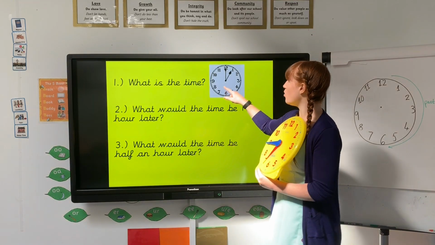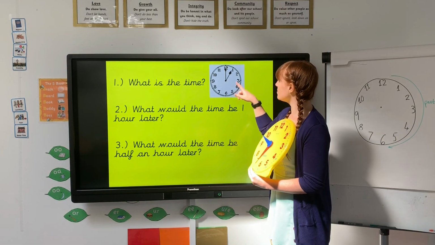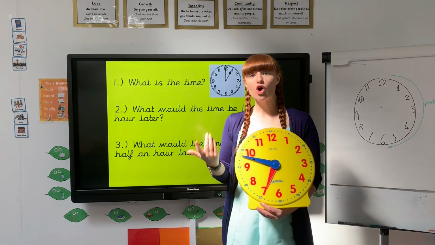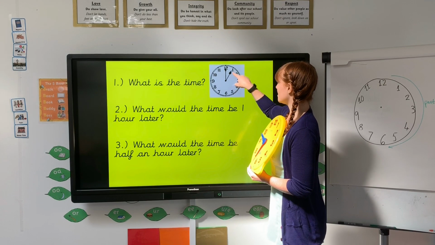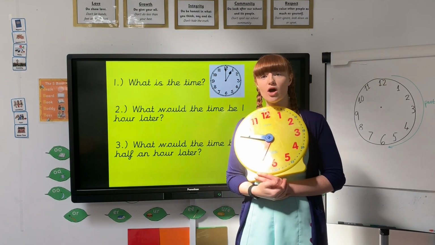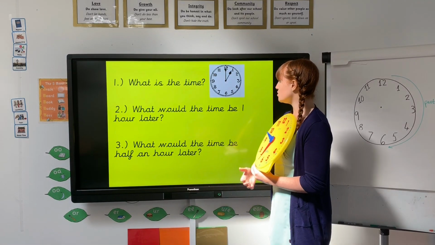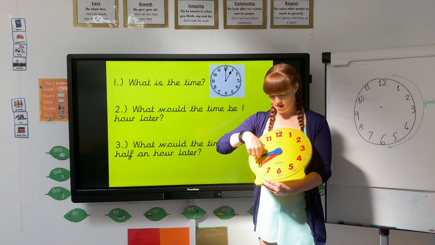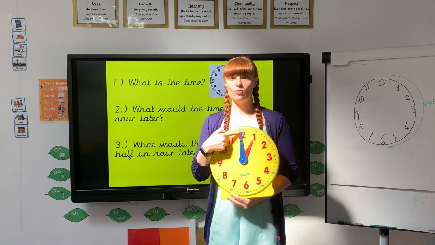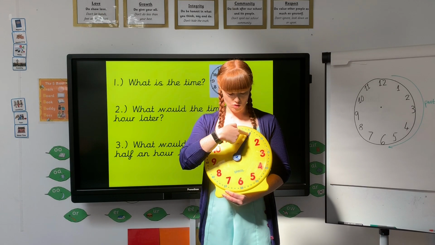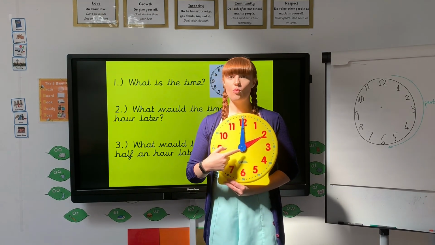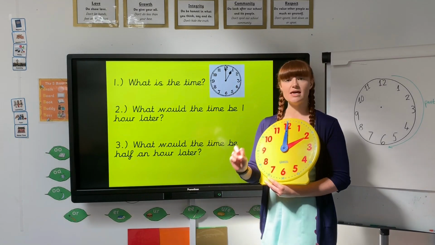So number 1, what is the time? Well, I know that my big hand is at the 12. So that means it's an o'clock time. And the little hand, the hour hand, is going towards number 1. So I know that it is 1 o'clock. Number 2, what would the time be 1 hour later? So if I make my clock 1 o'clock, and I'm doing it 1 hour later, that means this big hand goes all the way around and back up. So I know that 1 hour later than 1 o'clock would be 2 o'clock.